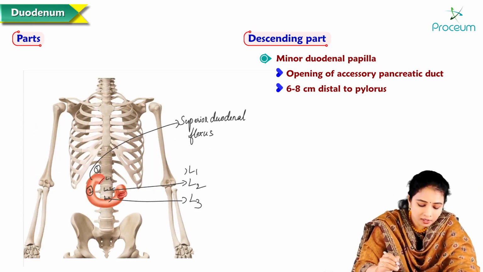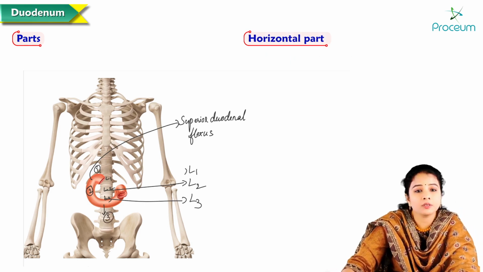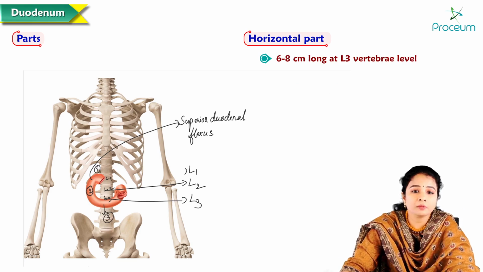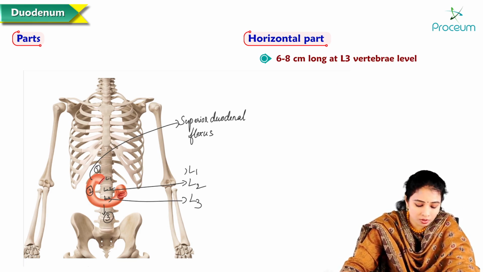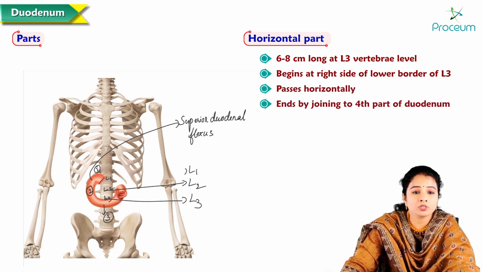The next is the third part of duodenum. So here is the third part of duodenum, which is the horizontal part of duodenum. It is 6 to 8 centimeters long at the level of the L3 vertebra, the lumbar third vertebra. It begins at the right end of the lower border of L3, passes horizontally and ends by joining the fourth part of duodenum.